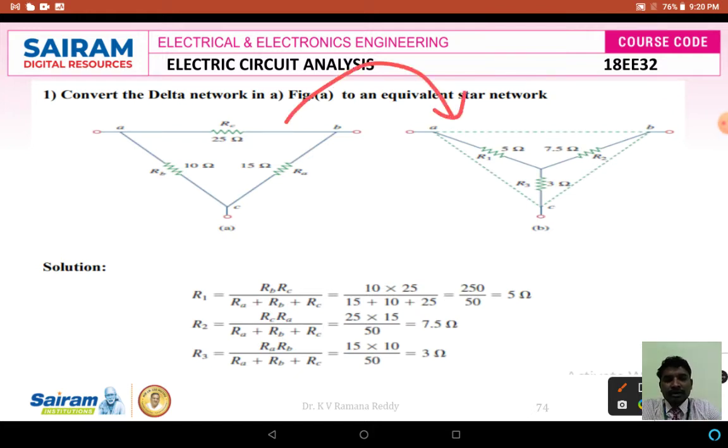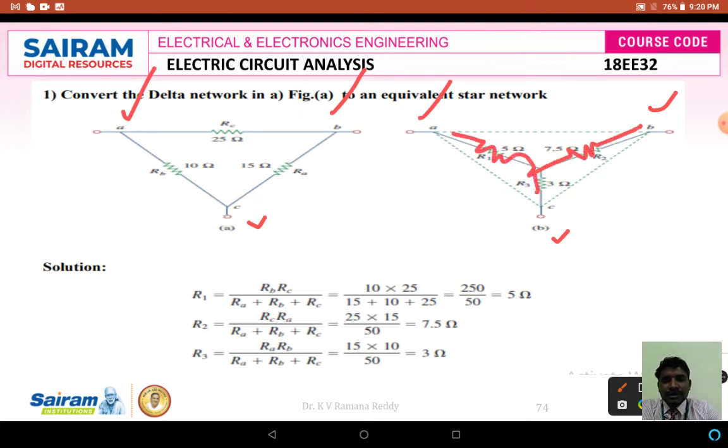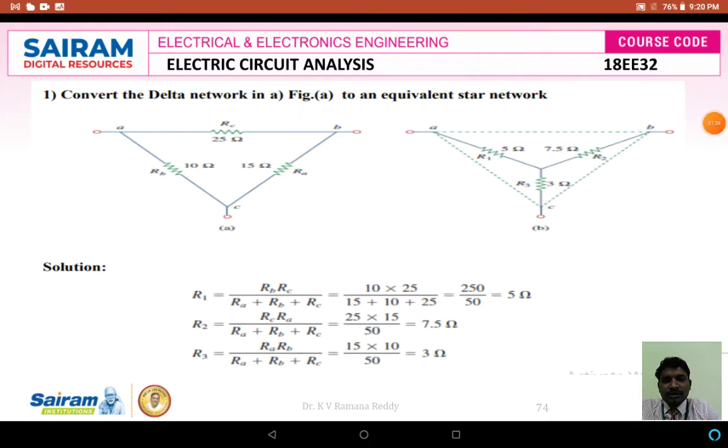To convert delta into star in a very simple manner, I am going to draw the star network inside the delta. Here the delta is taken in dotted line and the star in thick line. Now I am going to draw the thick line inside the dotted line of the delta. The delta network terminals are A, B, C. Here also I take A, B, C. Inside I am drawing the star, with one resistor here, one here, and one here. I name the resistors of the star R1, R2, R3.